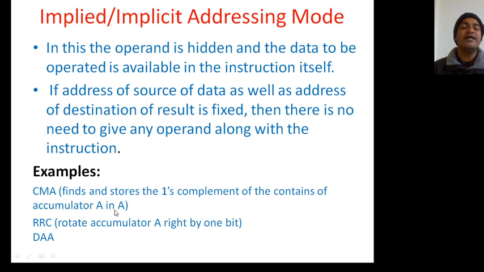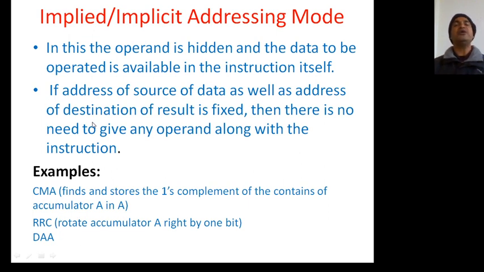Similarly, RRC rotates accumulator A right by 1 bit. Then DAA, decimal adjust accumulator, where no operands are written. It adjusts a number in the BCD number system after addition. Simply, it is used in the BCD number system, and data must be available in the accumulator. Here data must be available in the accumulator, here again the accumulator, and here again the accumulator.